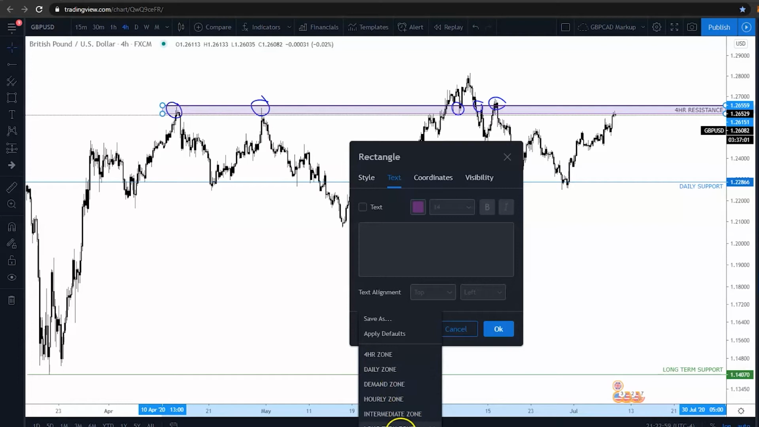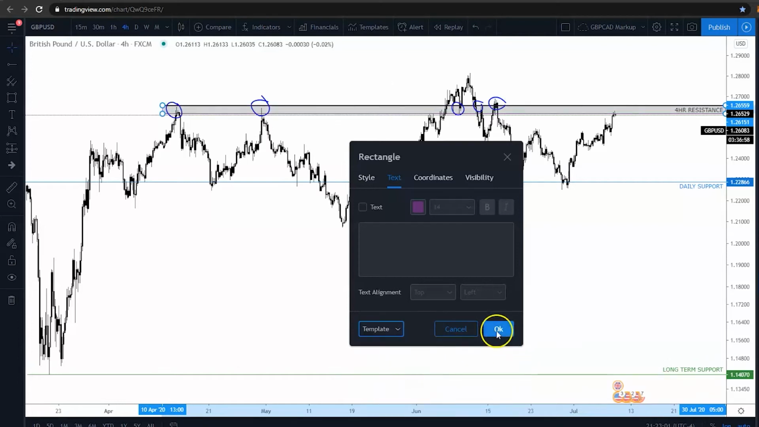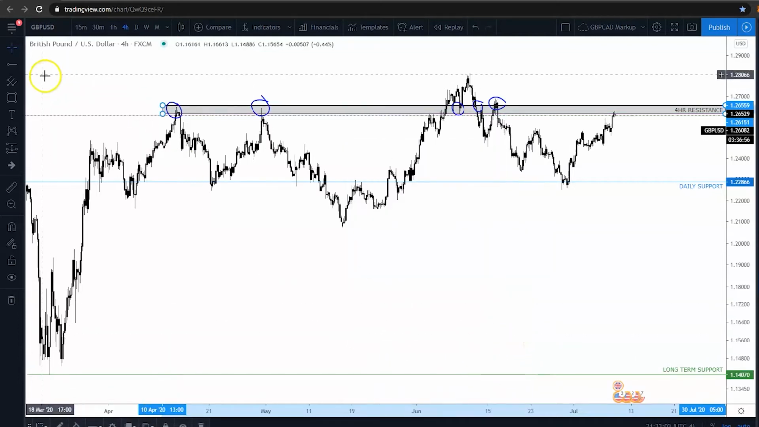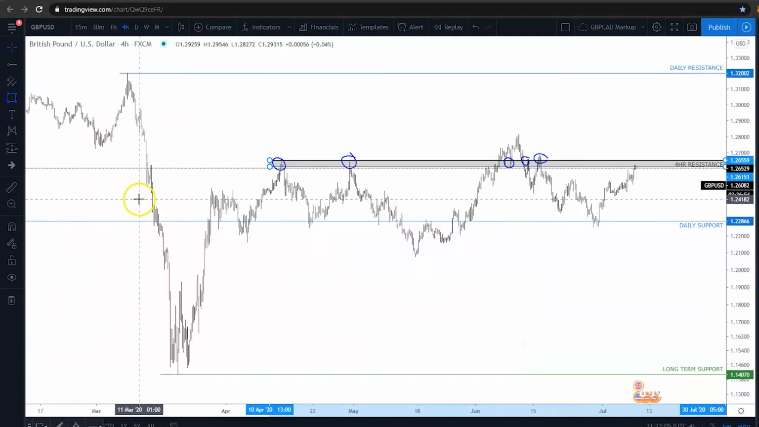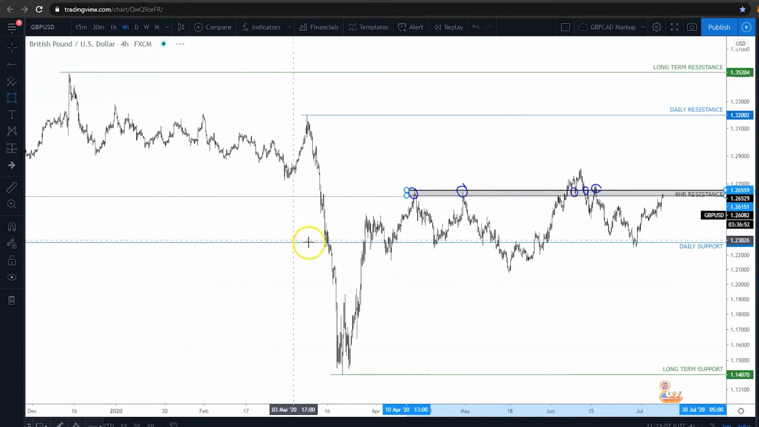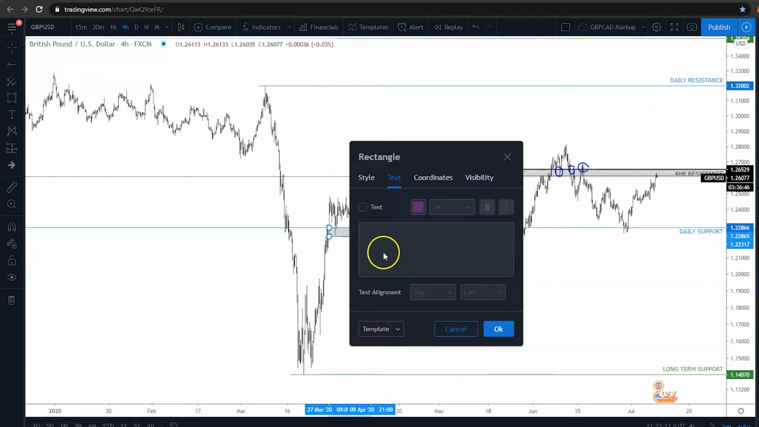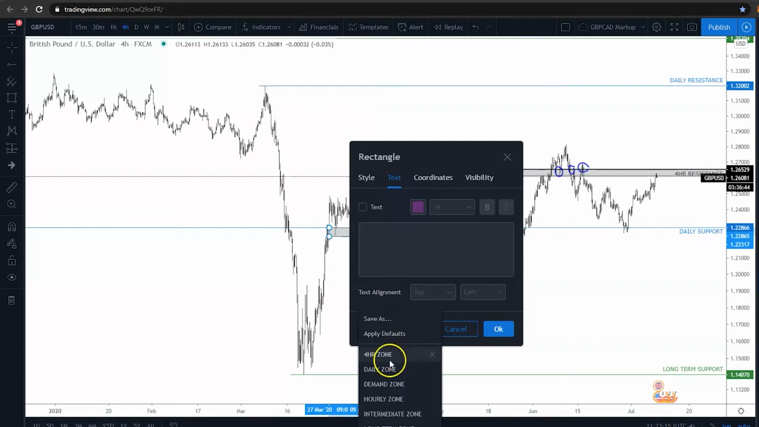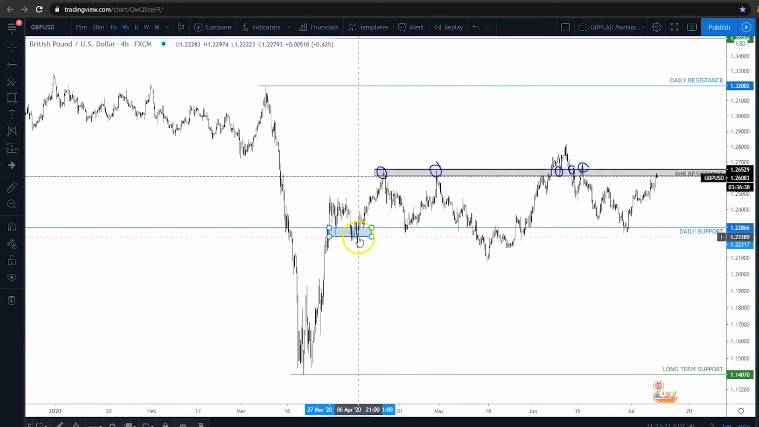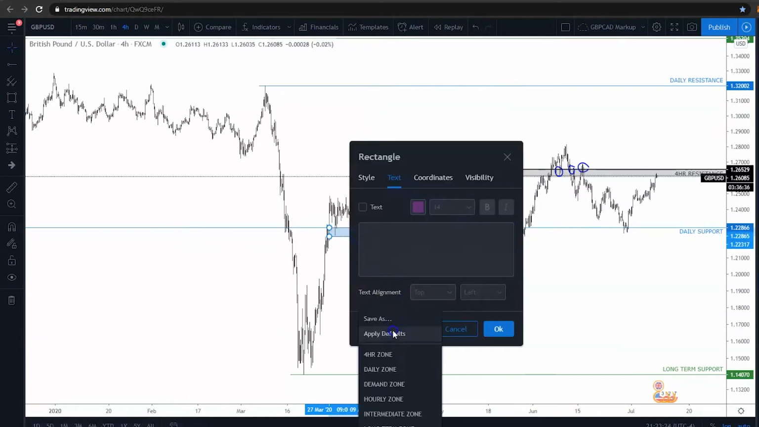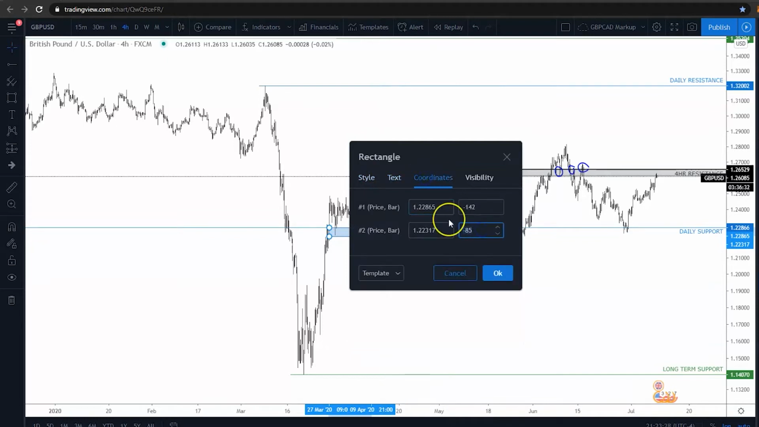So I'm going to mark this as my 4-hour zone. And then I'm going to mark this as my daily zone. I don't want to go back that far though. I'm going to put it here. I mark from a wick to the bottom of the body of a candle, so that any time frame I'm on, I know what level it is. Oh, let me change my coordinates to extend it out.